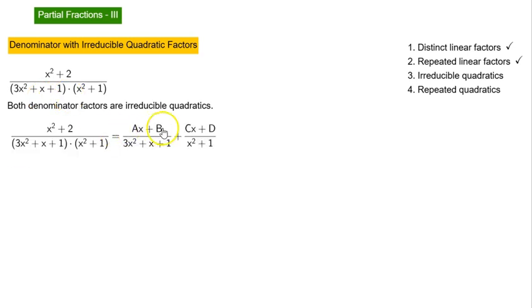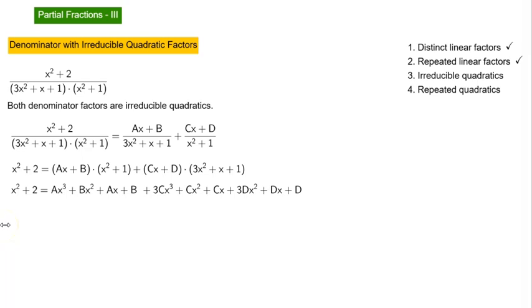x square plus 2 divided by 3x square plus x plus 1 times x square plus 1. Now here in the denominator, factors are irreducible quadratics, both of them. So which means we take a linear numerator for both of them. So ax plus b divided by 3x square plus x plus 1 plus cx plus d divided by x square plus 1. Getting rid of the denominators, we get x square plus 2 is equal to ax plus b times x square plus 1 plus cx plus d times 3x square plus x plus 1.